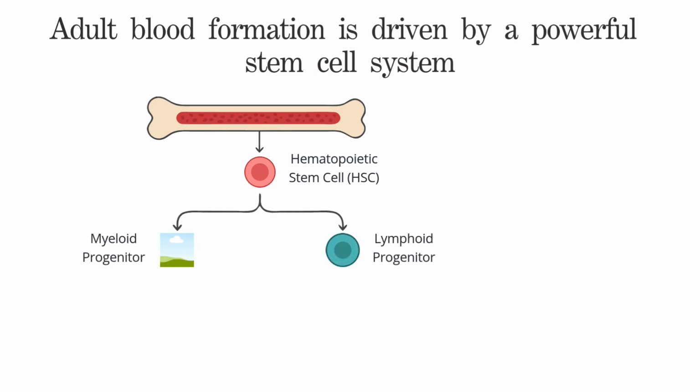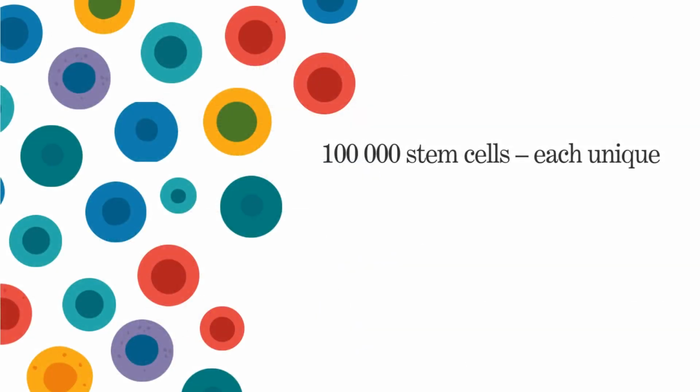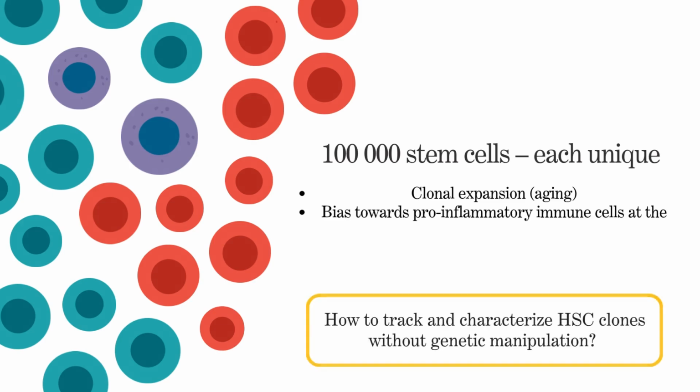And one thing that the field knows is that during aging, some of these 100,000 stem cell clones that we have when we're young expand and start to dominate blood production, whereas others appear to, well, disappear. And these clonal expansions go along with biases towards making more pro-inflammatory immune cells at the expense of B and T cells. So this weakens immunity. And also these clonal expansions are, of course, the first step in leukemia formation. So how can we track and characterize these HSC clones without genetic mutations?